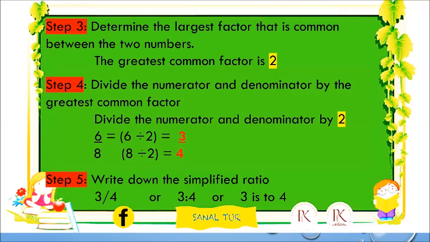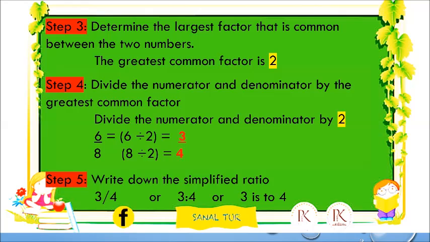We go now to step 4. What are we going to do with the greatest common factor? Divide the numerator and the denominator by the greatest common factor. Divide by what number? 2. So we have here 6 over 8 is equal to 6 divided by 2. How many 2s are there in 6? We get 3. 8 divided by 2 is equal to 4.